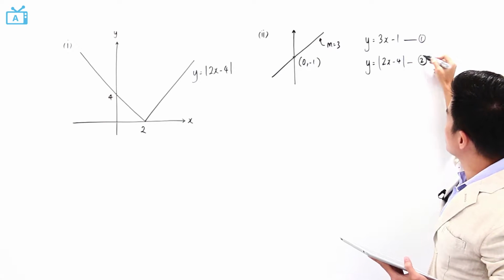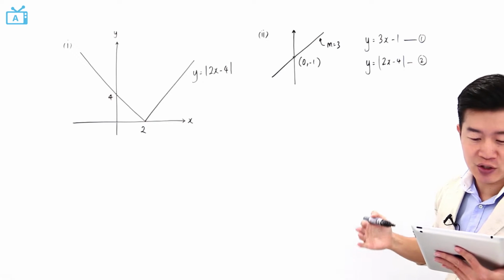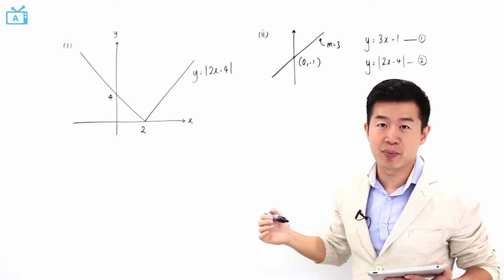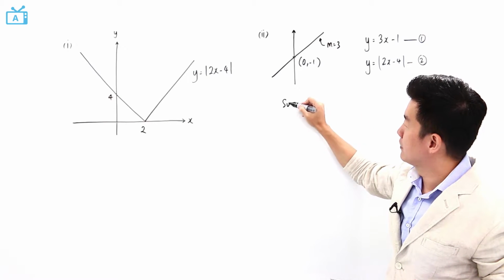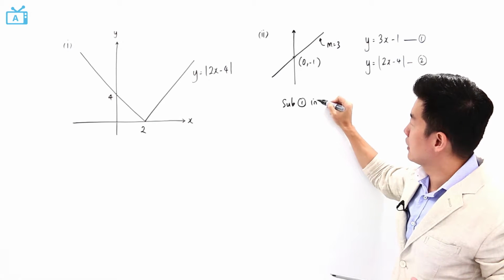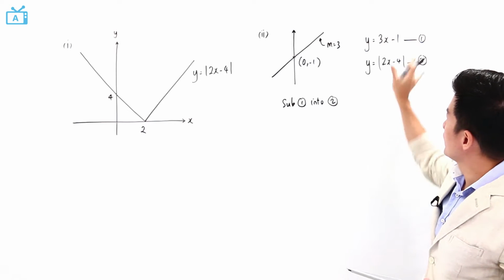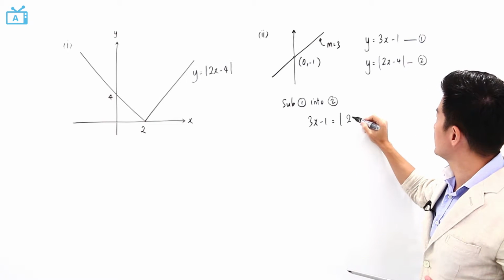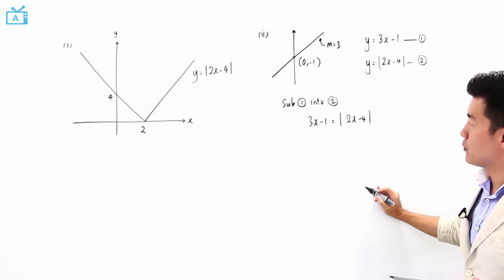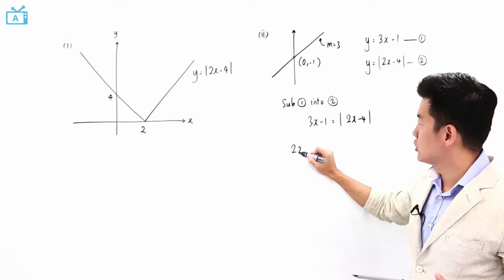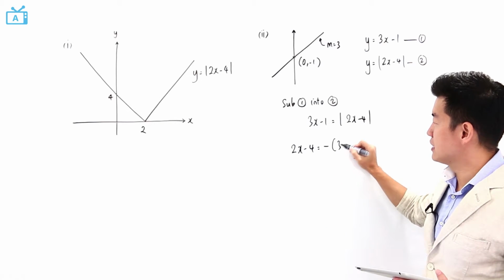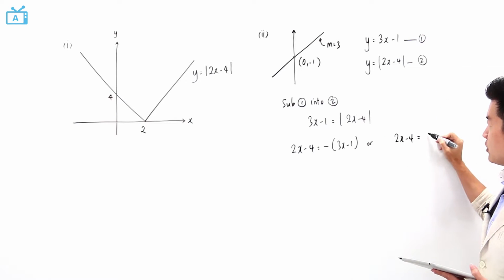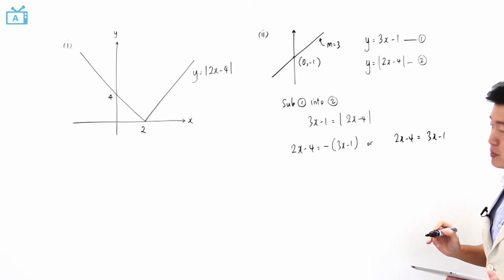This is equation number 2 and we are going to solve a pair of simultaneous equations here in order for us to determine the point of intersection between this line and the graph that we have from the previous part. So I'm going to sub equation number 1 into equation number 2. Which means that if I were to sub this in, what I have is 3x - 1 is the modulus of 2x - 4. Which means that 2x - 4 is going to be -(3x - 1), or 2x - 4 is going to be equal to just positive 3x - 1.